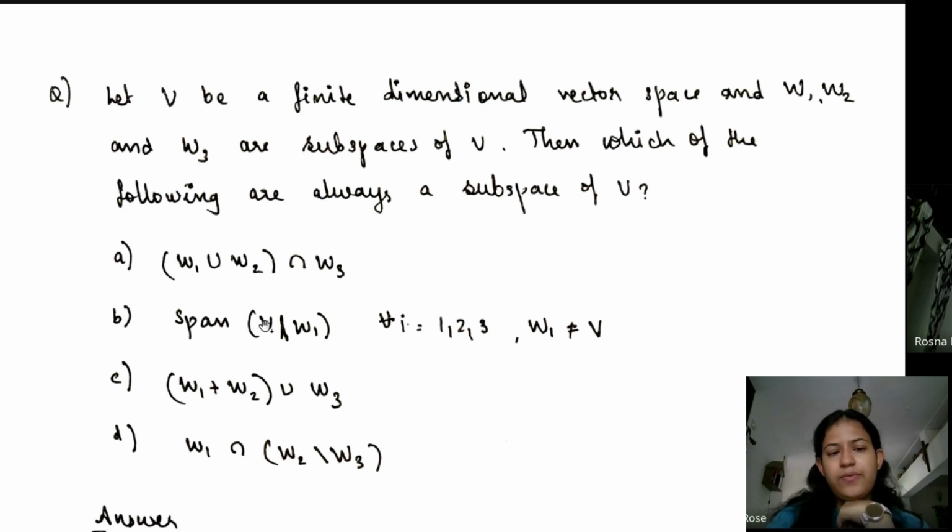B is span of V minus W1. So you're removing the elements from W1 from V, and from that collection you are taking the span of it. And C is W1 plus W2 union W3. And D is W1 intersection W2 minus W3. So you are removing all the elements of W3 from W2, and you are taking that set intersection with W1. So which of the following are the subspaces of V?